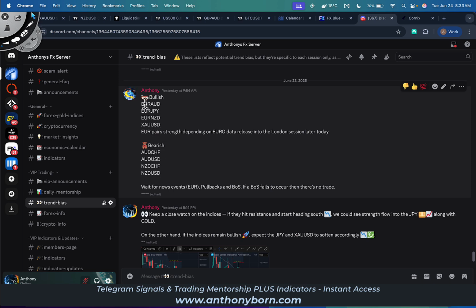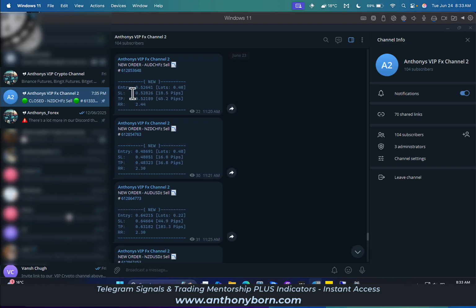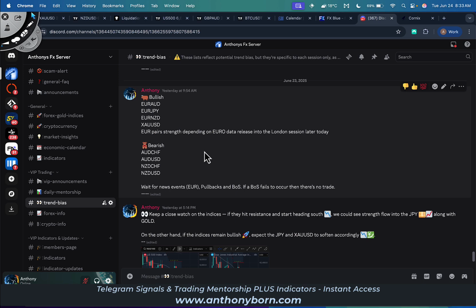Now the bullish list I didn't personally trade. I traded the bearish list yesterday. Now the trades that I take, you can automatically copy from Telegram. Here they are. These were the trades I took yesterday. You can copy these automatically if you use TS Copier. That'll, as I said, automatically transfer these onto your MT4 or MT5 account. Anyway, let's just go back and I'll go over this list that I sent into VIP.